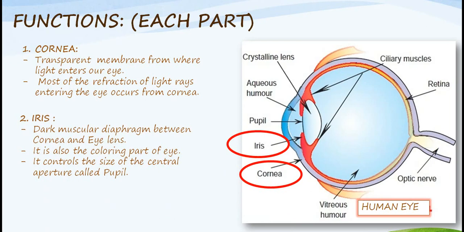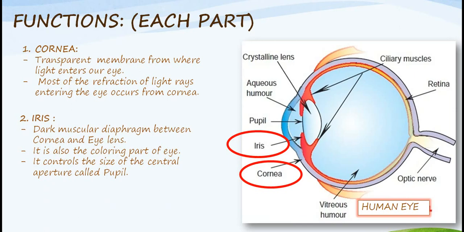Now iris is a dark muscular diaphragm between cornea and eye lens. You can see in the figure that it is in between cornea and the eye lens. Clear? Now it controls the size of pupil. A central hole is there, an empty space is there. In everyone's eye we can see that exactly in the center it is black. Why is it black? Because it is totally empty. That empty part is called pupil. So iris controls the size of pupil. Now how does it control? It contracts and expands.